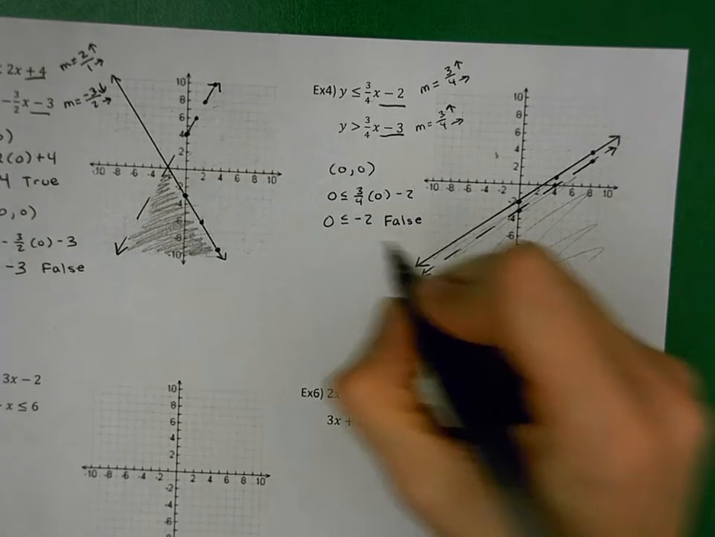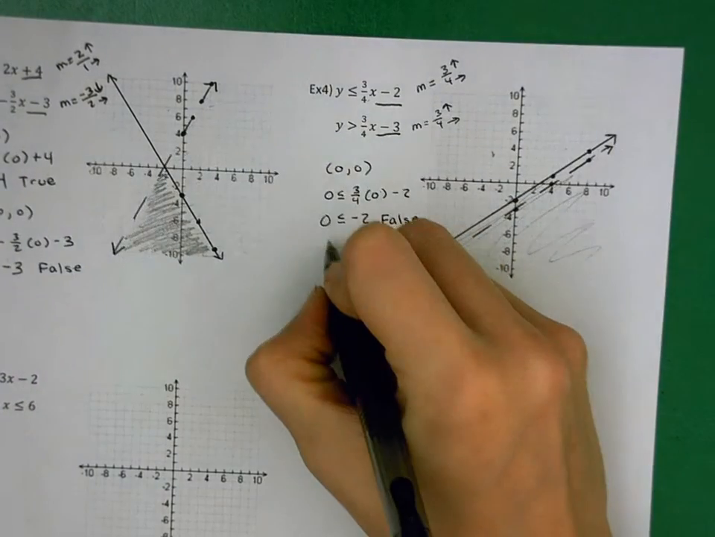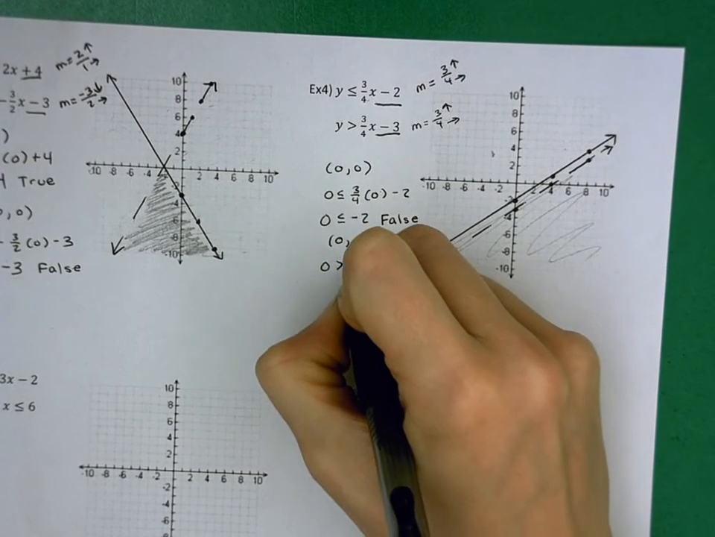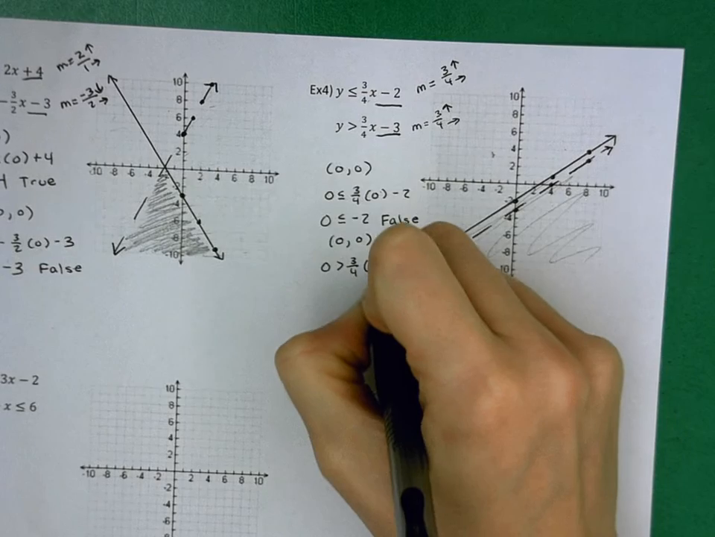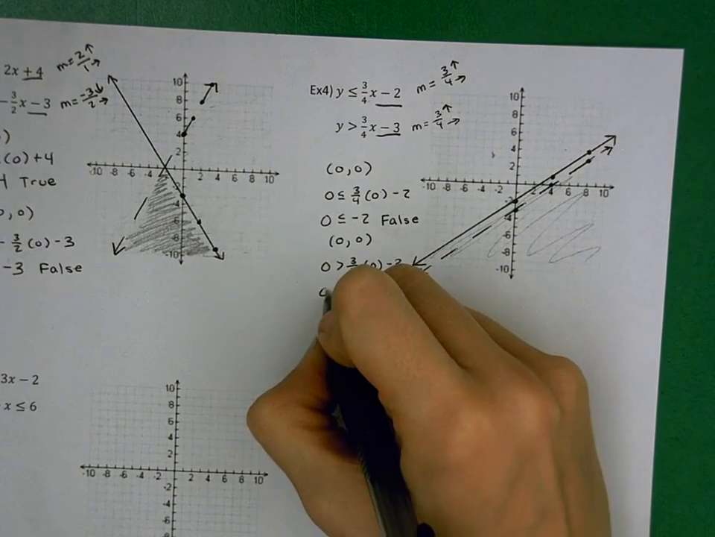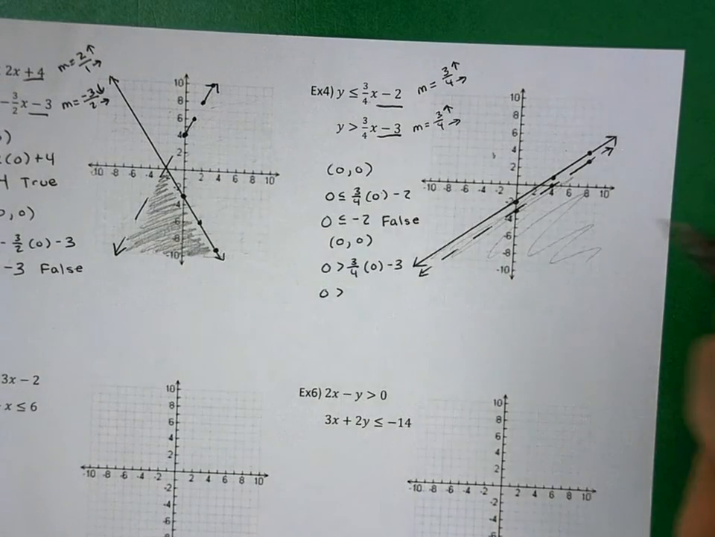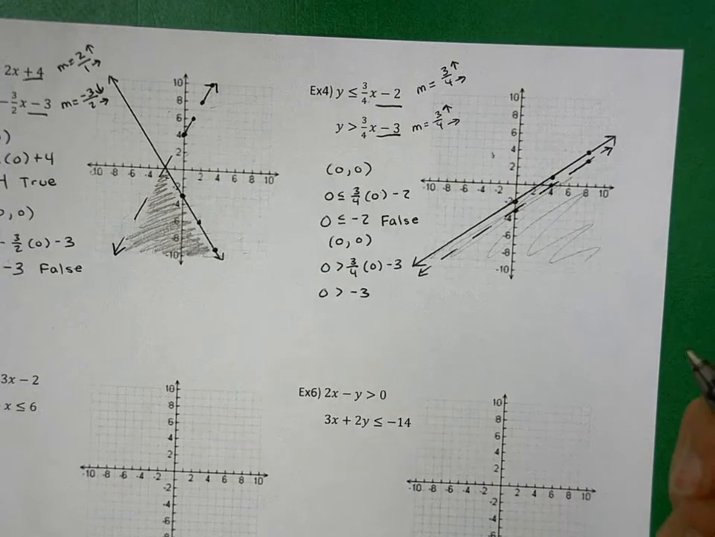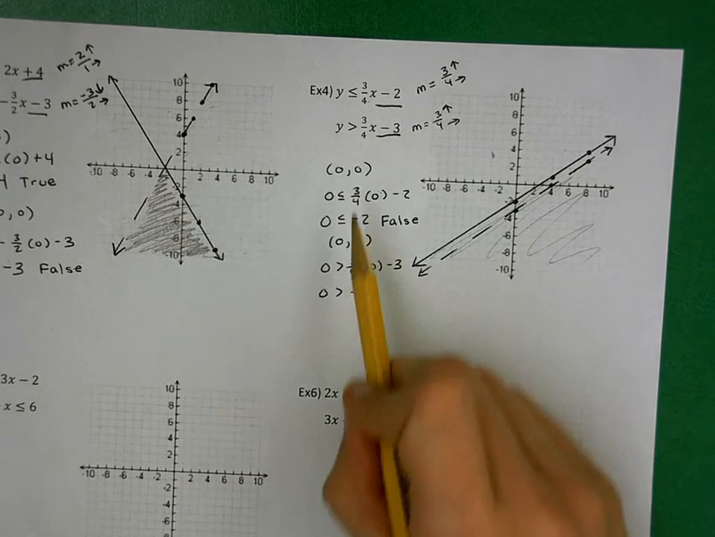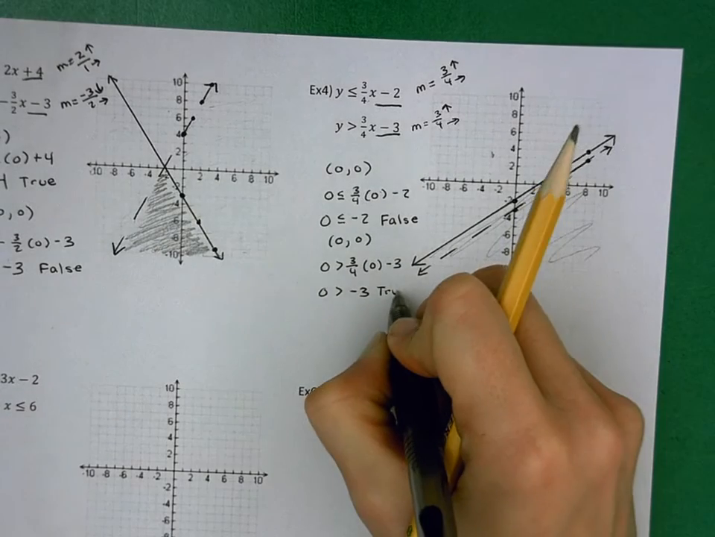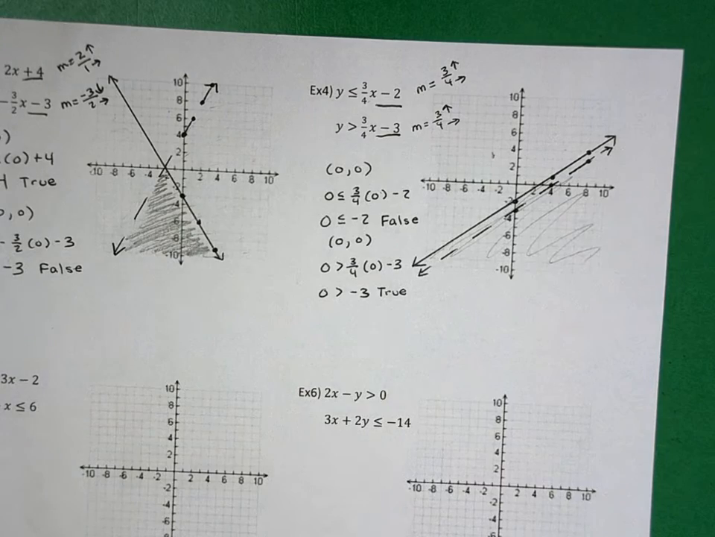0, 0 is not on the dotted line either, so I'll go ahead and test that for the dotted line. So we get 0 is greater than 3/4 times 0 minus 3. Okay. 0 is greater than 3/4 times 0 is 0, minus 3 is -3. Is 0 greater than -3? It is. And so we're going to shade towards the 0, 0 on this one, because this makes a true statement. And so on the dashed line, we're going to shade this way.